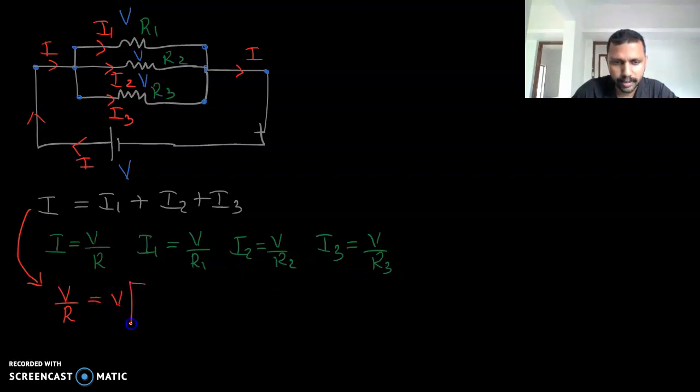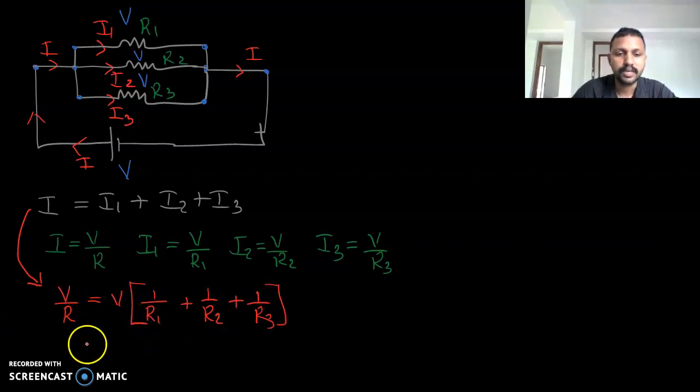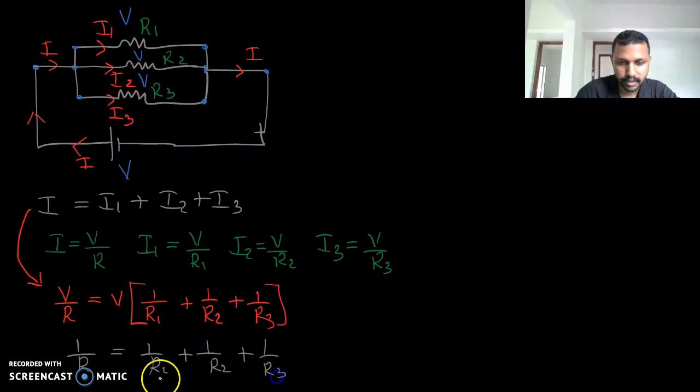We could take V common out of this equation, and we could write 1 by R1 plus 1 by R2 plus 1 by R3. Then from this relation, we could cancel this V and V out. Then ultimately we are going to get an equation of 1 by R is equal to 1 by R1 plus 1 by R2 plus 1 by R3. Then what is this combination? This combination is parallel combination. Therefore, we could write 1 by Rp is equal to 1 by R1 plus 1 by R2 plus 1 by R3, and you will have to remember this equation.